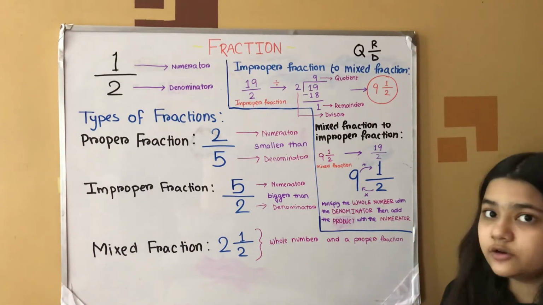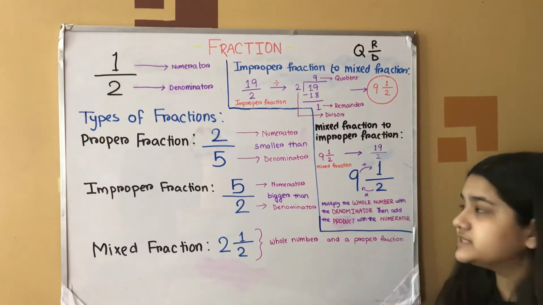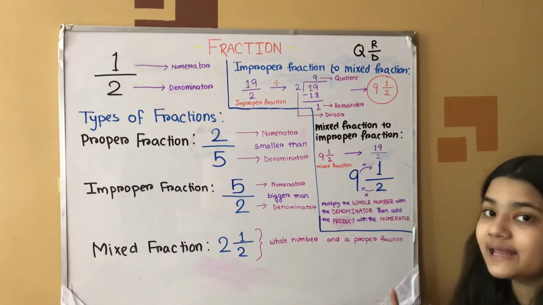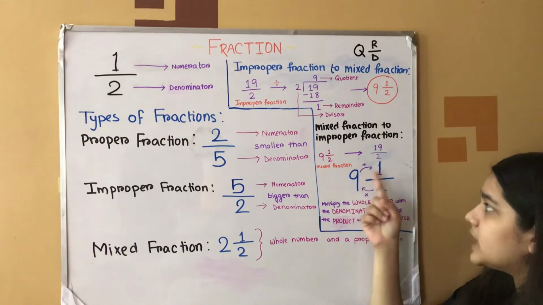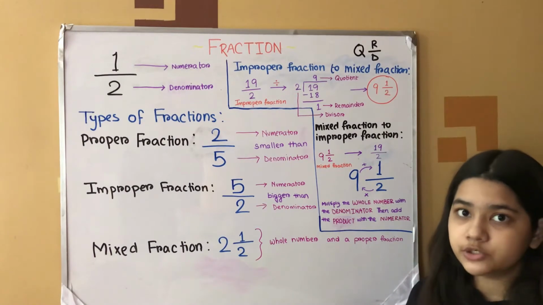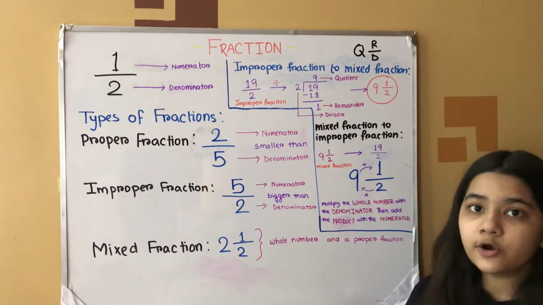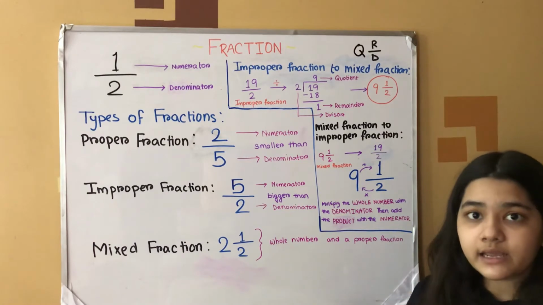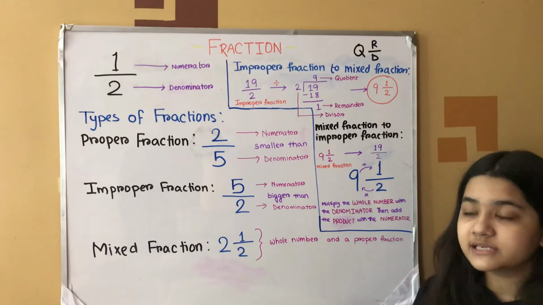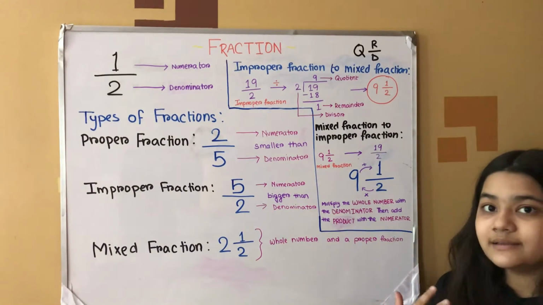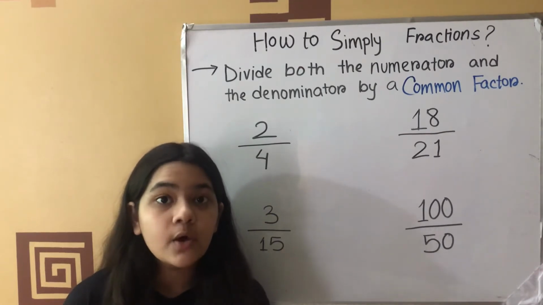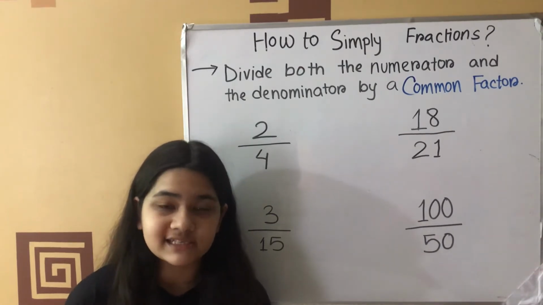And to convert a mixed fraction to an improper fraction, we have to multiply the whole number with the denominator first. 2 multiplied with 9 is 18 and then add the product with the numerator. 18 plus 1 is 19. See, we converted an improper fraction 19 by 2 to a mixed fraction 9 whole 1 by 2. And then again we converted that 9 whole 1 by 2 to an improper fraction and then we got 19 by 2.